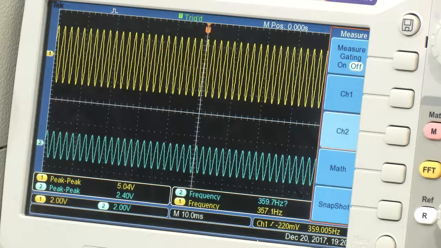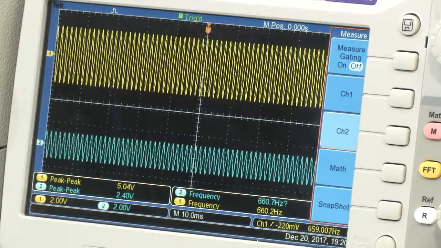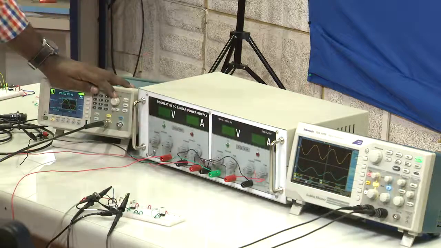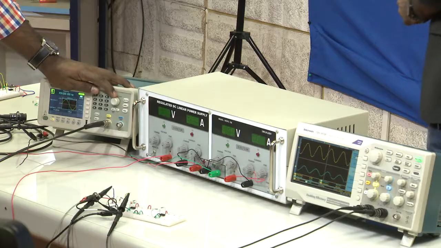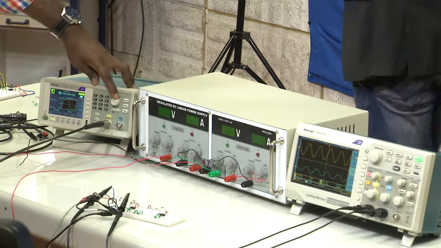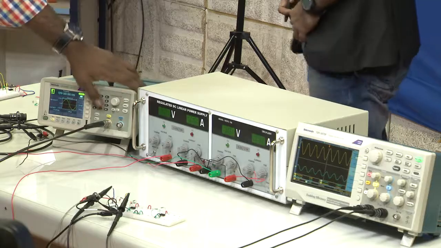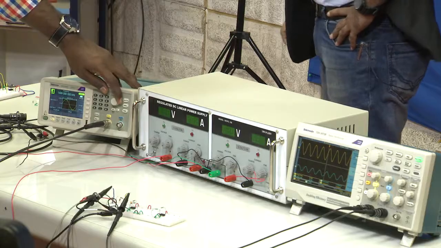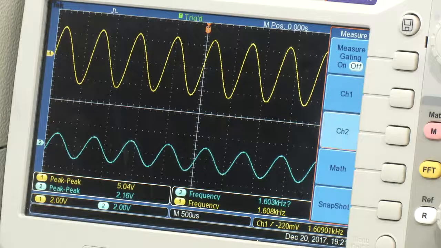If we keep on increasing the frequency, we can pass frequencies until 1.5 kilohertz, and above 1.5 kilohertz you will again see that the voltage is decreasing significantly. If you keep on increasing the frequency, you see it is 1.68 kilohertz, so it is above the 1.5 kilohertz which you have set for the low pass filter, and that is why now it will again start blocking the higher frequency.